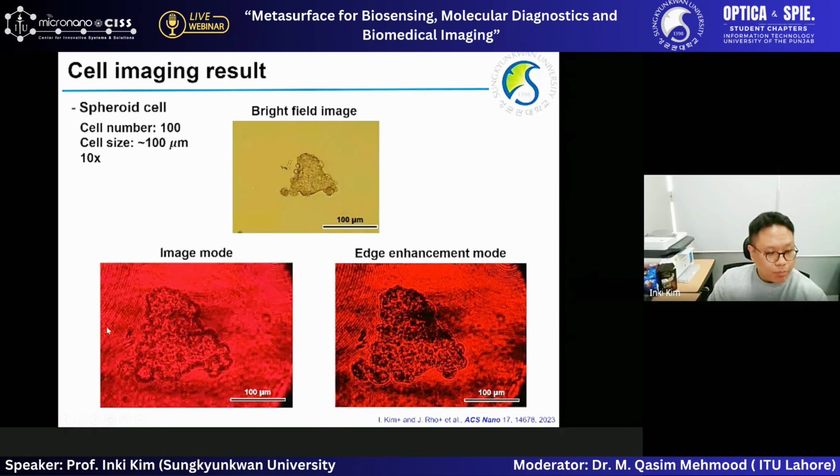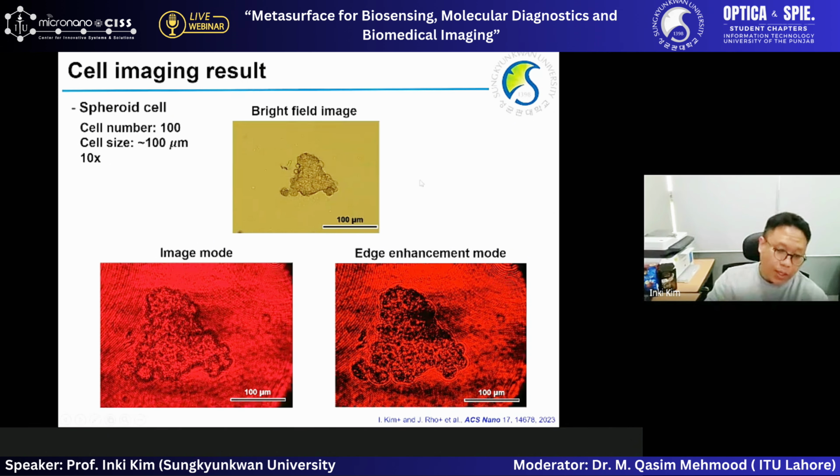So this is the bright field and this is the edge enhancement mode image. The imaging quality was not that good, but this is because our lens setting was not that optimized, so focusing efficiency was quite low. But anyway, we firstly demonstrate this dual mode imaging.